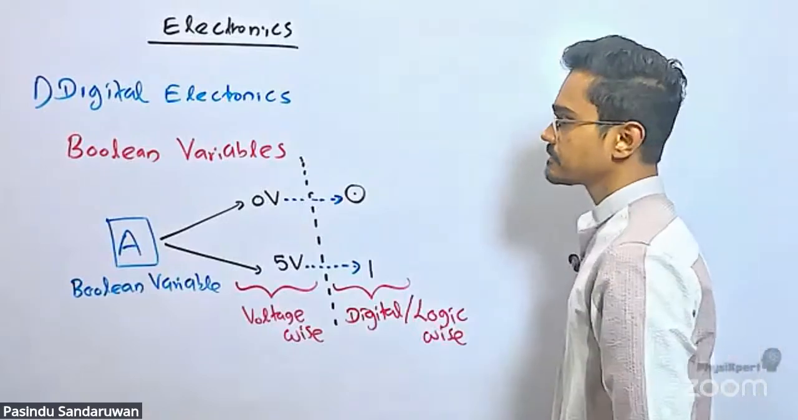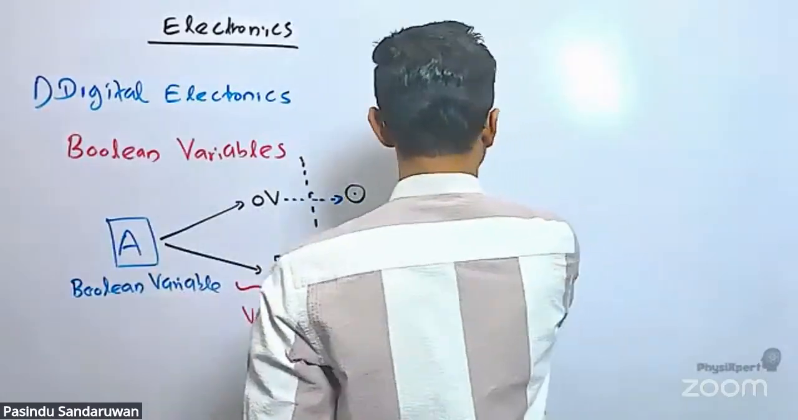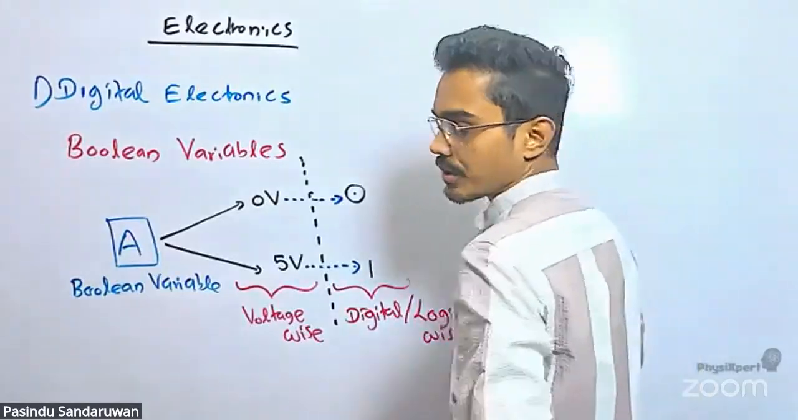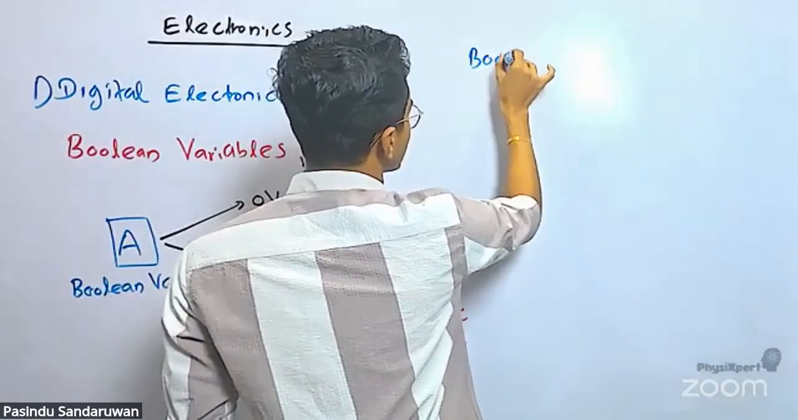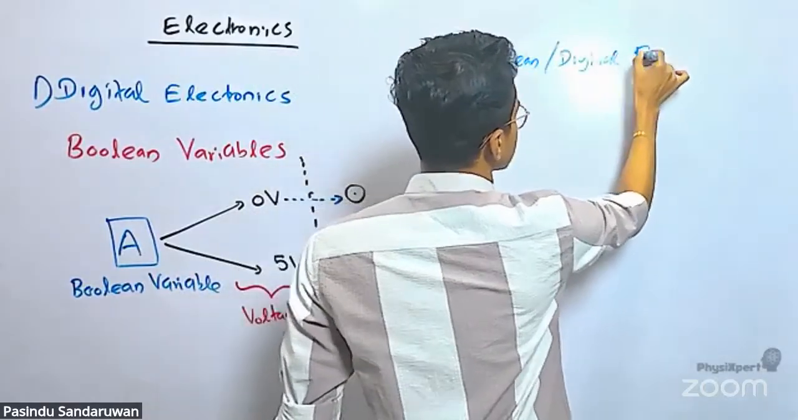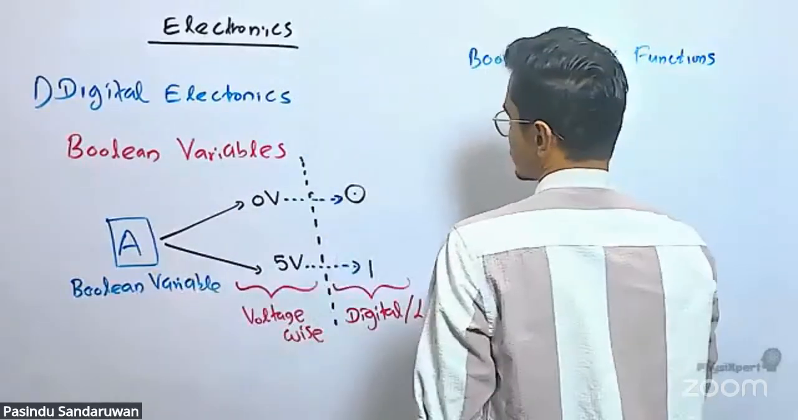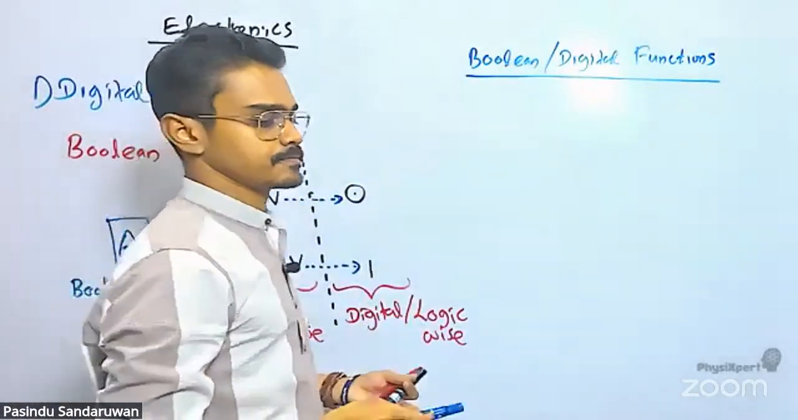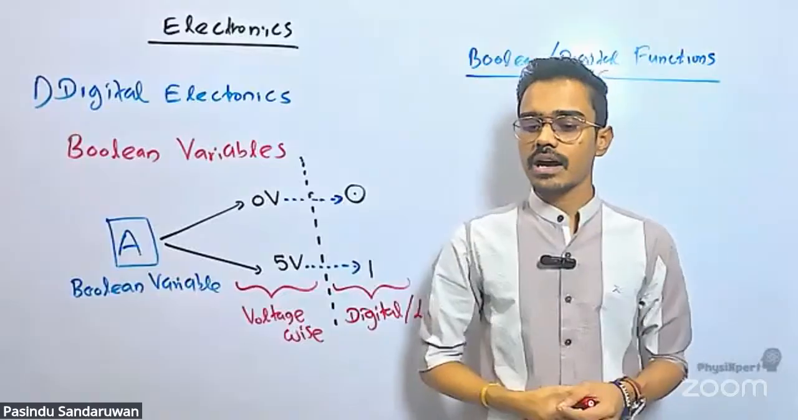Right. Next thing is for Boolean, we have functions. Then write down as the next heading: Boolean slash digital functions. Boolean slash digital functions. Listen now. Functions are like this.